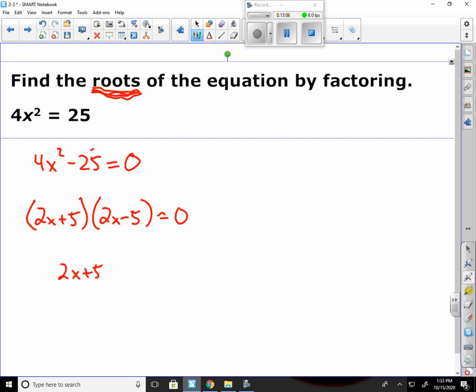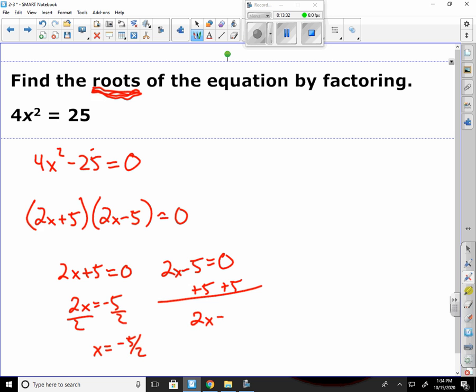So I set both of those equal to 0. 2x plus 5 equals 0. 2x minus 5 equals 0. Subtract the 5 over. Gives me 2x equals negative 5. Divide by 2. Gives me x equals negative 5 over 2. On this one, add the 5 over. That gives me 2x equals 5. Divide by 2. I get x equals 5 over 2. That is ugly. These are my two answers.